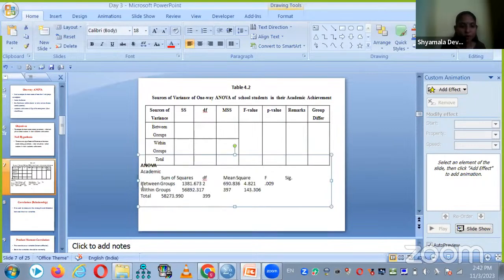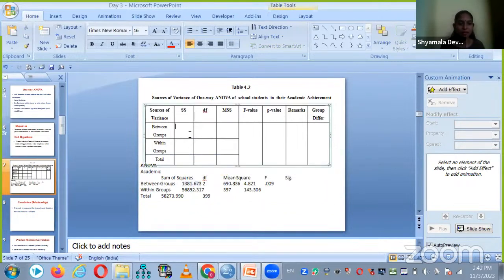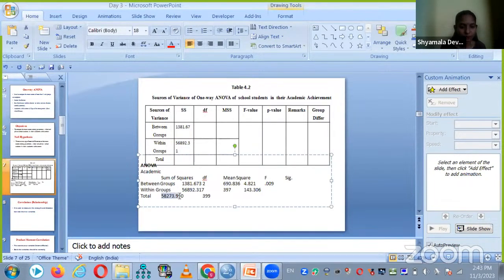Okay, between groups. So this is between groups and within groups, sum of squares. So the sum of squares value is, so let it be, I'm rounding to 2 decimal places. And within group, and also the total.